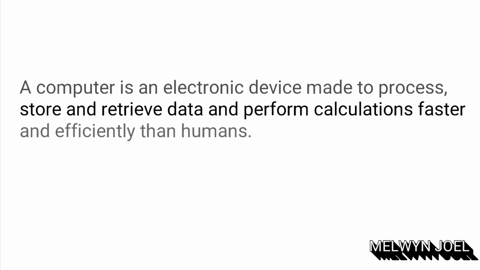Now, giving a simple definition of a computer: it is an electronic machine made to process, store, and retrieve data and perform calculations faster and more efficiently than humans. Based on the devices used to attain this objective, the computers are divided into five generations.